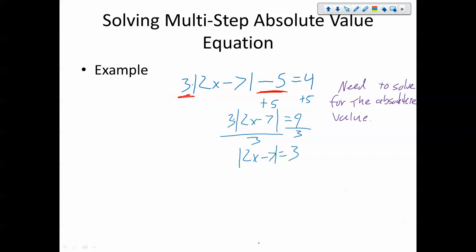And notice that after doing those two steps, we have a problem that looks exactly like the one that we just did. And now we can split it up, right? At this point, since the absolute value is solved for, right? When I say solved for, I mean it's by itself. We can split it up.